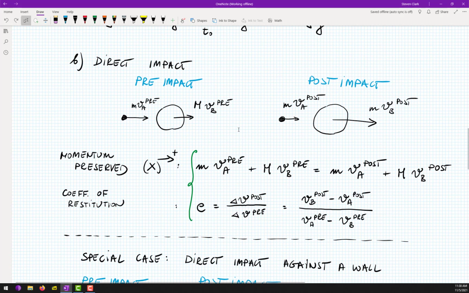Okay. And so then what was the next sub-chapter? It was direct impact. So direct impact means that all the velocities are aligned with the line of impact. Okay, all the velocities lie along that line. So how to solve this problem?